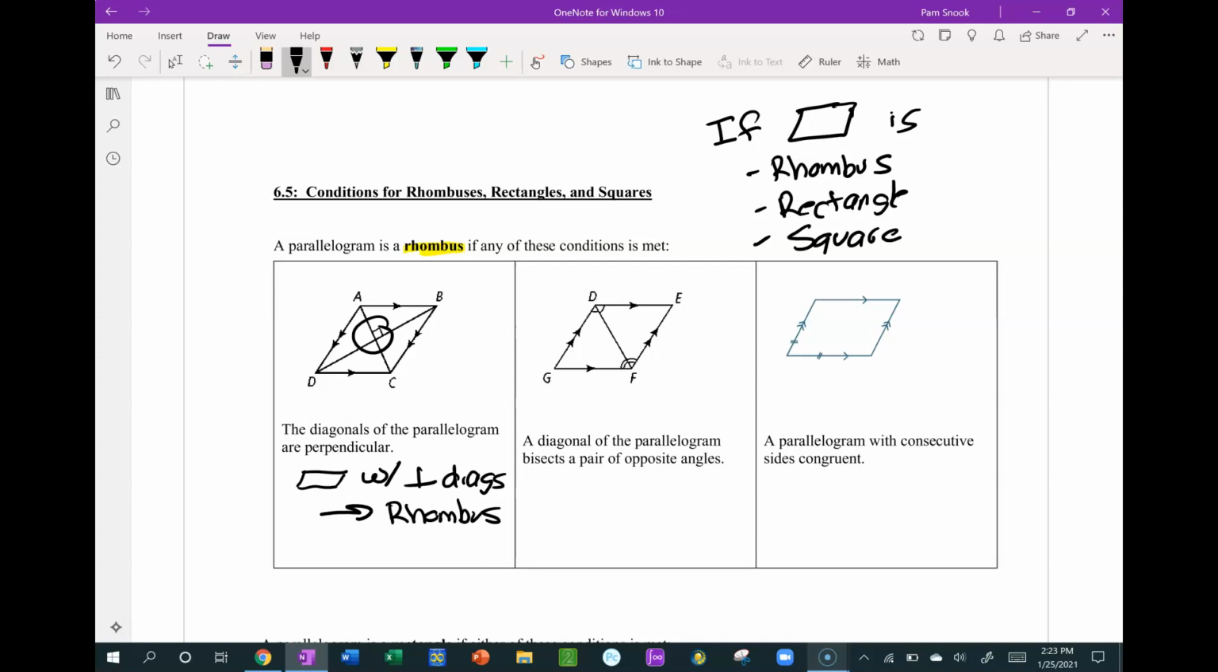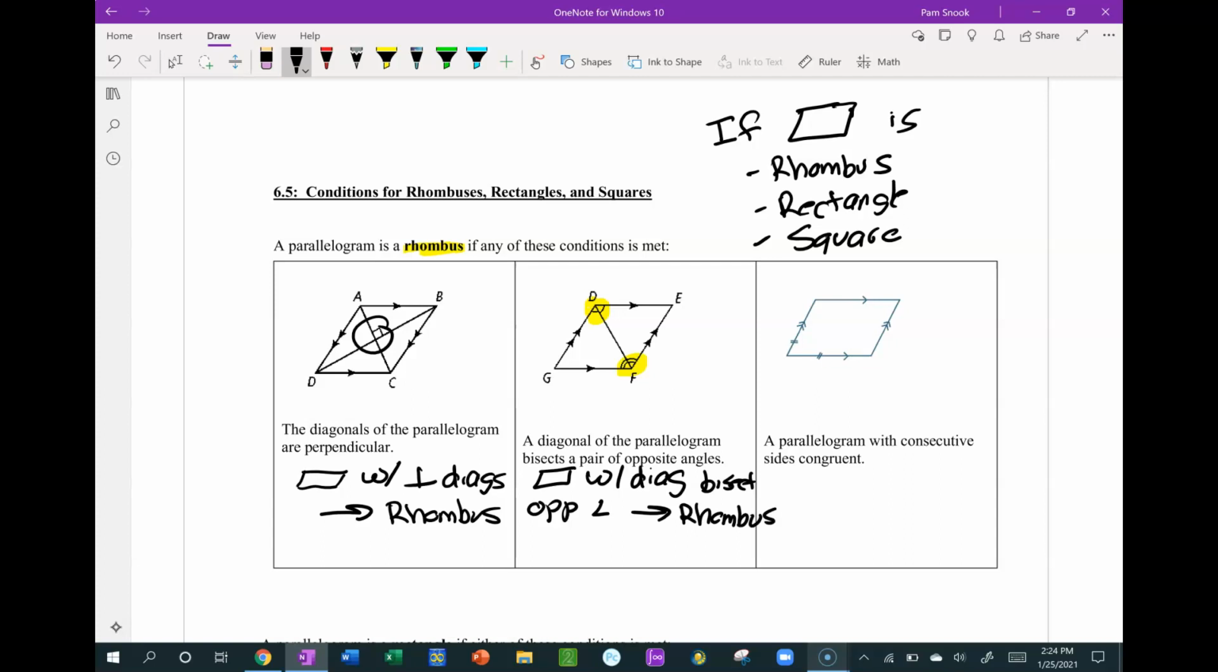Next one is a diagonal of the parallelogram bisects a pair of opposite angles. So look at this picture. Up here at angle D, it's bisected. Down here at angle F, they're bisected. So parallelogram with diagonal bisecting opposite angles implies rhombus.